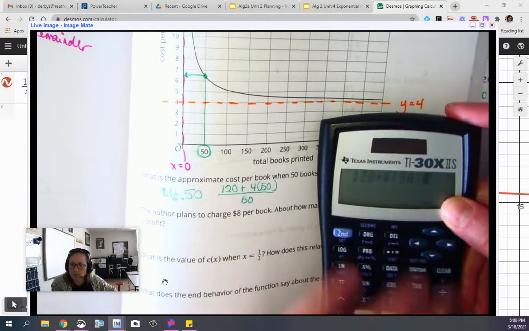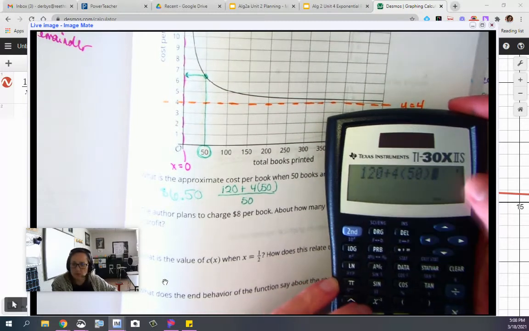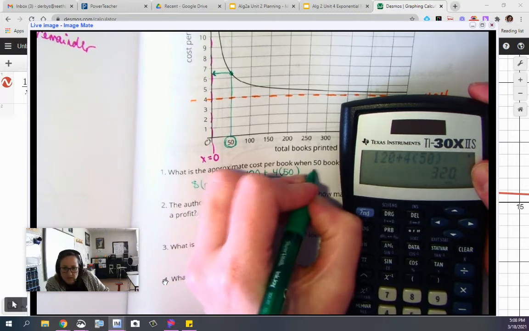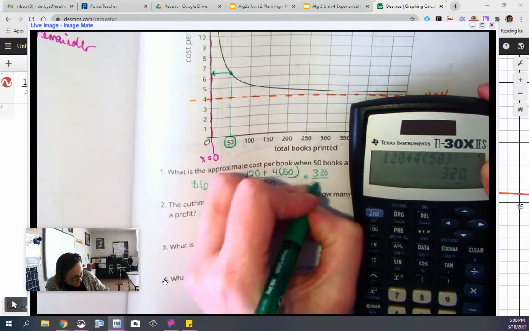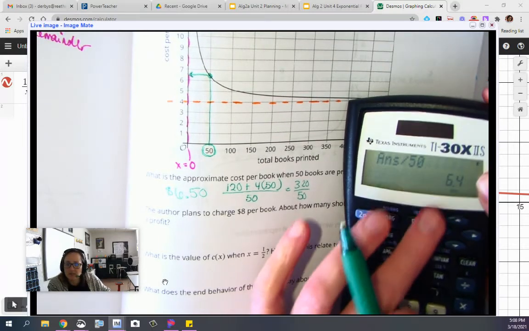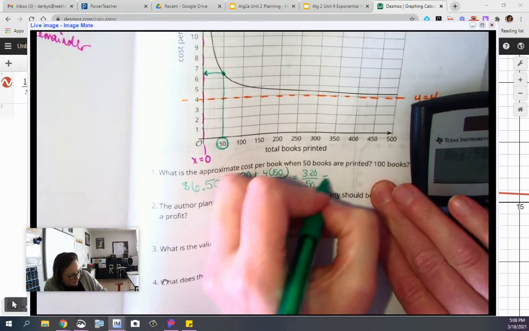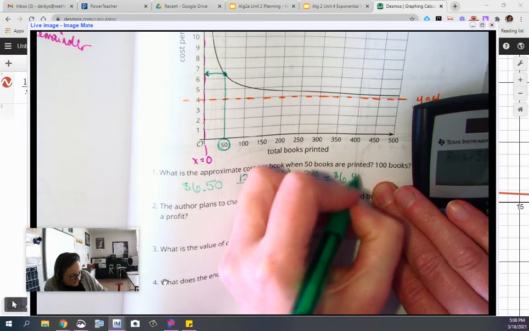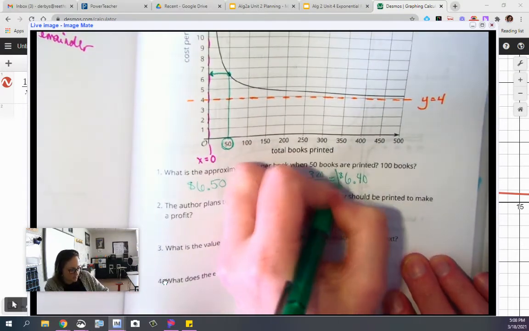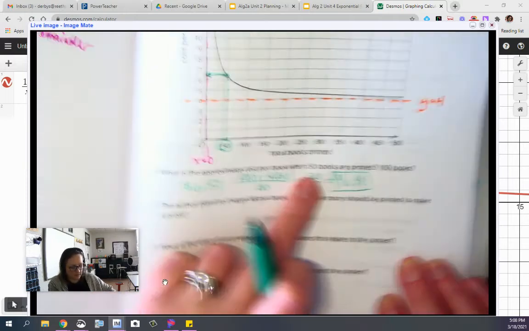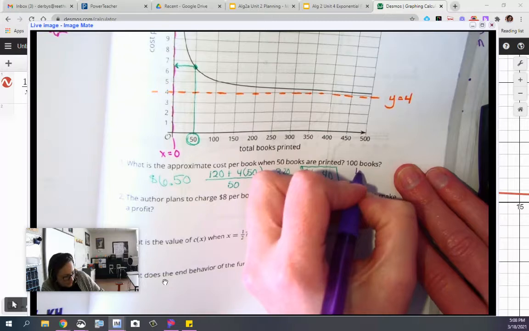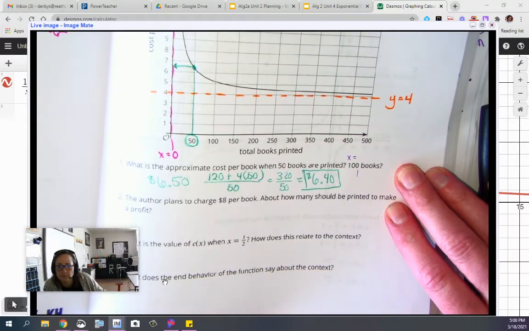Oops, what did I do? Oh, I just had 2. There we go. And so my total cost is $320 divided by the 50 books that I'm publishing. We find that it's actually $6.40 per book. All right, so my estimate from the graph was pretty close, but it's going to actually cost me $6.40 if I publish 50 books. Now, if I publish 100 books, I can just change that x to equal 100.